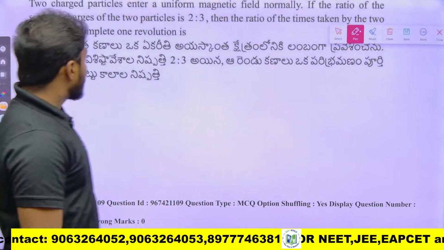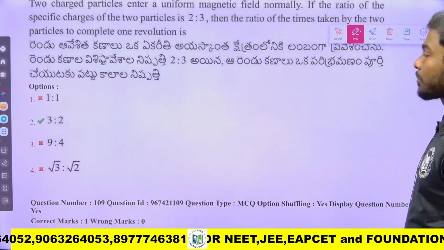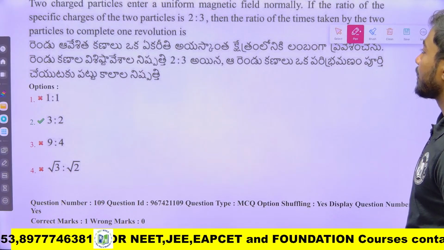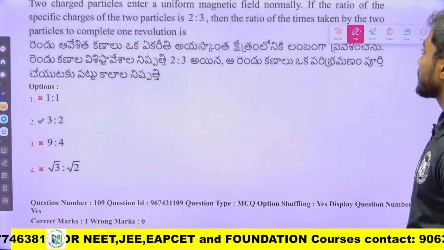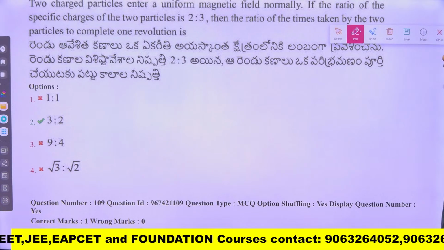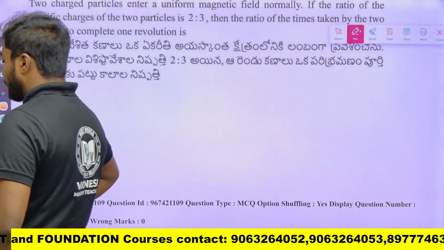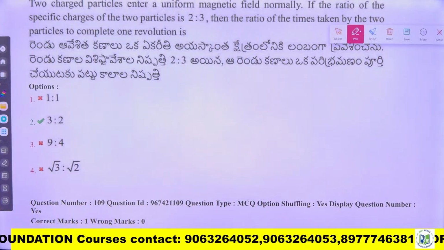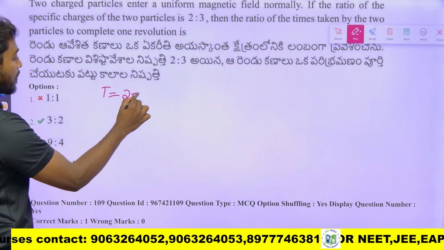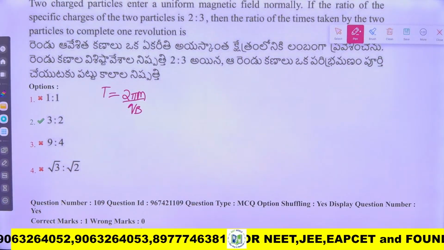The question is given, two charged particles enter a uniform magnetic field normally. If the ratio of the specific charges of two particles is 2:3, then the ratio of time taken by the two particles to complete one revolution. So, one revolution they have given. So, what is the time period formula? So, it is T is equals to 2 pi m by q b, right? Okay.